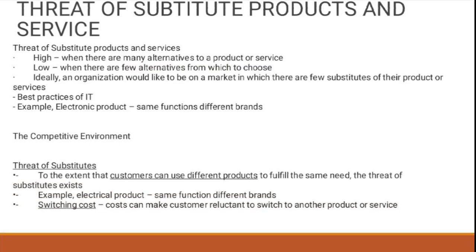On this slide, there is the threat of substitute products and services. When it is high, there are many alternatives to a product or service. When it is low, there are few alternatives from which to choose. Ideally, an organization would like to be in a market in which there are few substitutes for their product or service. For example, electronic products have the same functions but different brands.